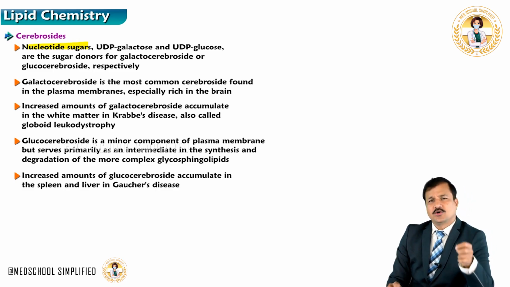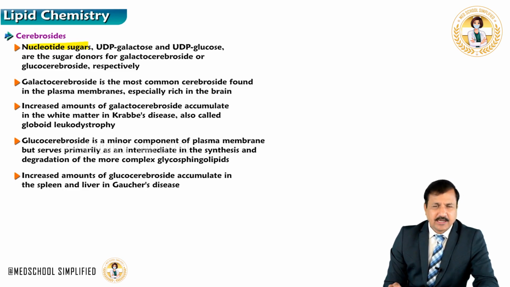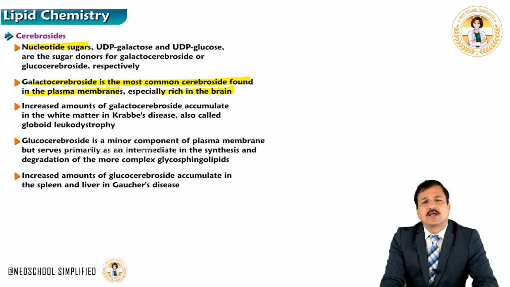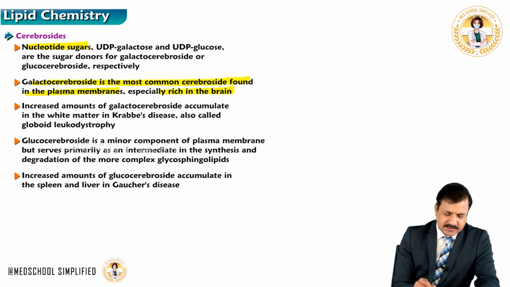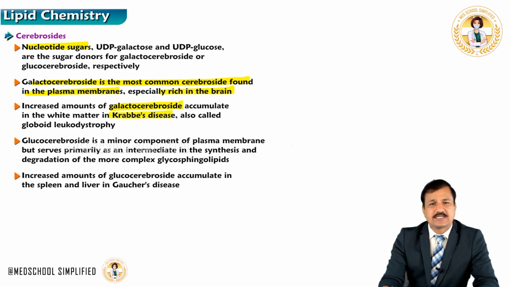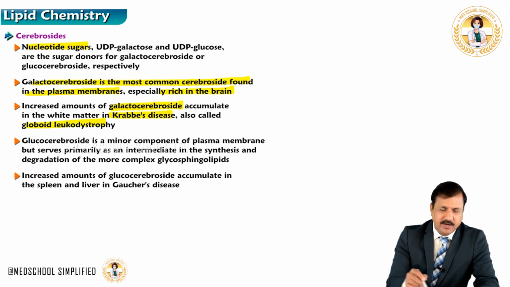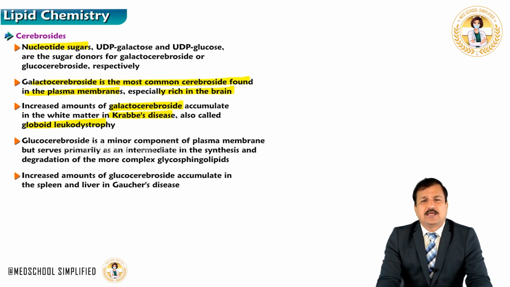Now, among glucocerebroside and galactocerebroside, galactocerebroside is the most common cerebroside found in the plasma membrane, and it is especially rich in brain. And note that increased amounts of galactocerebroside accumulate in the white matter in a disease called Krabbe disease. And Krabbe's disease is also referred to as globoid leukodystrophy. And glucocerebroside is a minor component of the plasma membrane. It serves primarily as an intermediate in the synthesis and degradation of the more complex glycosphingolipids.